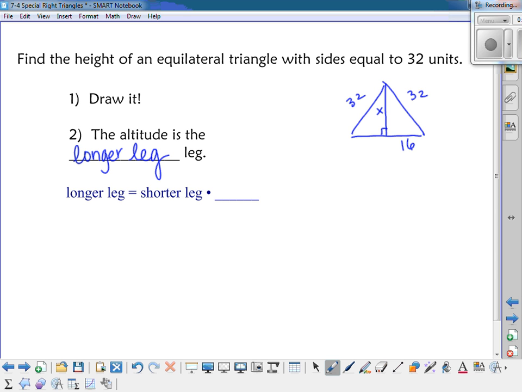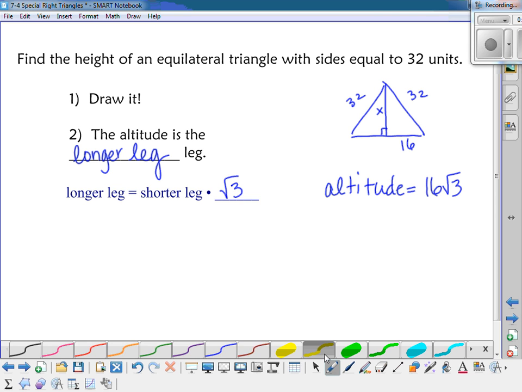And of course, the long leg is equal to the short leg times root 3. So my short leg is 16. Therefore, my altitude would be 16 root 3. And then if asked to, you could go on and use this to find the area of the triangle also. But right now we'll just stop with the altitude.